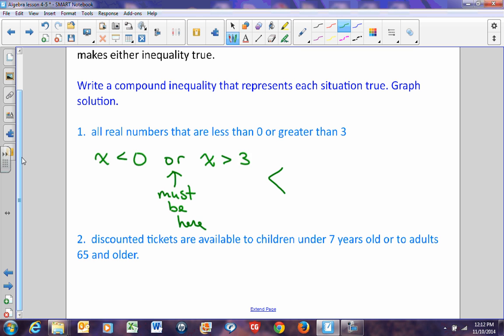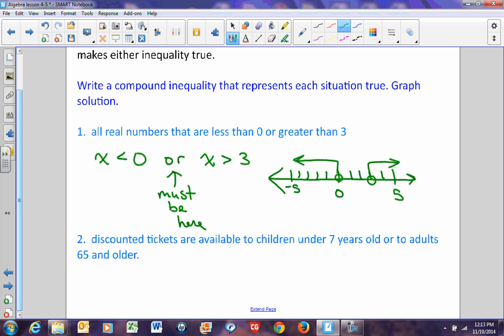To graph this inequality, x is less than 0, means I have an open circle at 0, line goes to the left, that's less than 0. X is greater than 3, open circle at 3, line to the right.